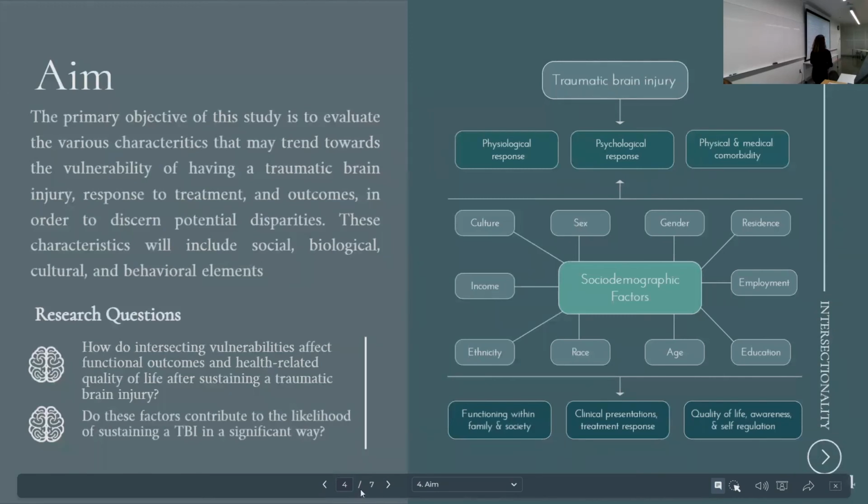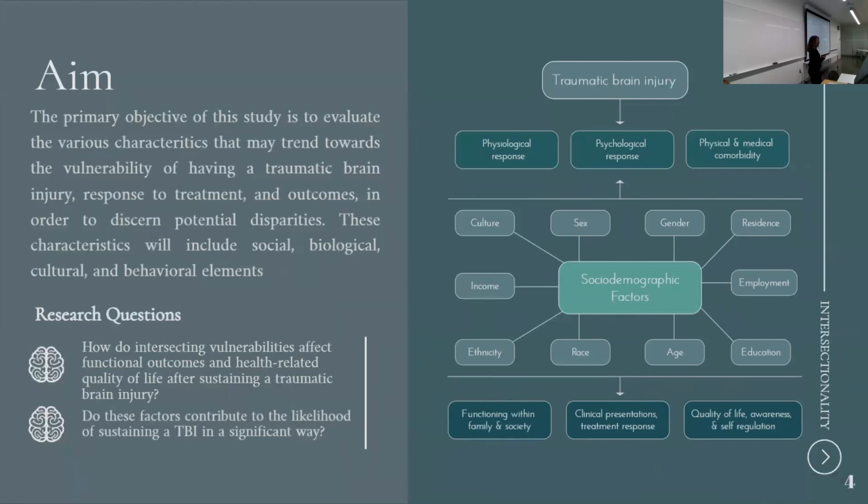Because as this diagram illustrates here, we know that they intersect with each other, and we know that they can compound on one another. And we also know that in reality, these don't exist in isolation from each other. Someone might be a person of color and also be a veteran and also be experiencing homelessness. So if they were to sustain a TBI, how would that affect their functional outcome? And additionally, we also wanted to take a before and after approach. So how would these factors contribute to their risk in sustaining a TBI in the first place?